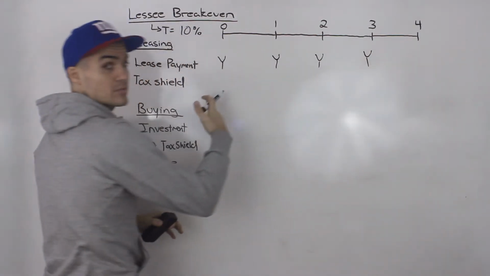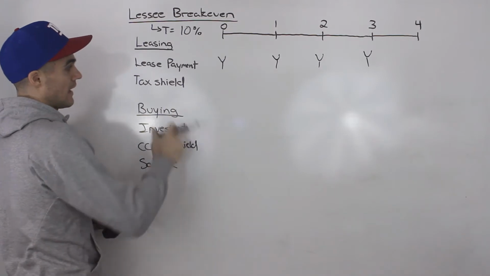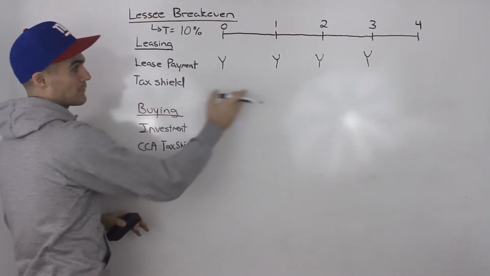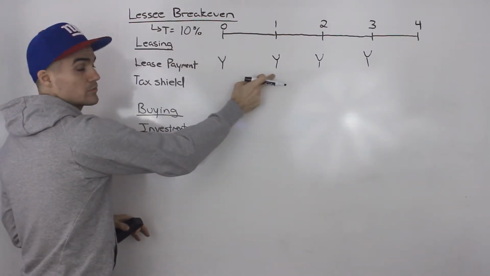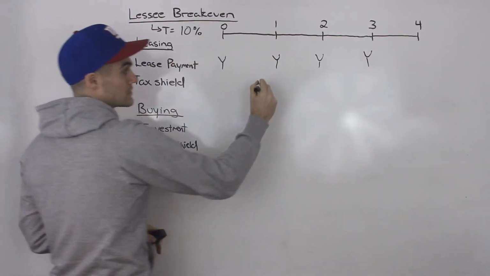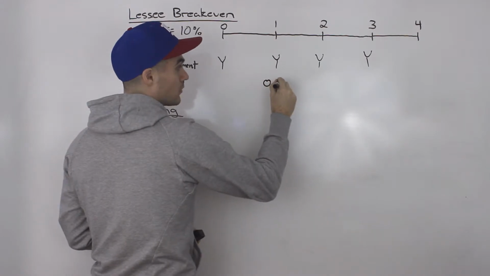And they are also happening at the beginning of each year. And then the tax shield now is going to happen at the end of each year. And it's going to be the tax rate for the lessee multiplied by the lease payments. So each of these is just going to be 0.1Y.